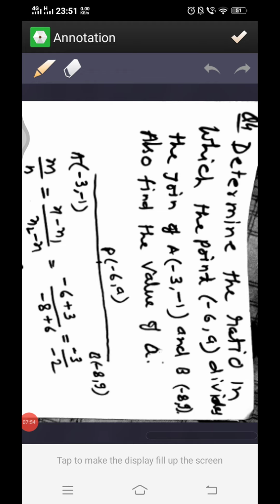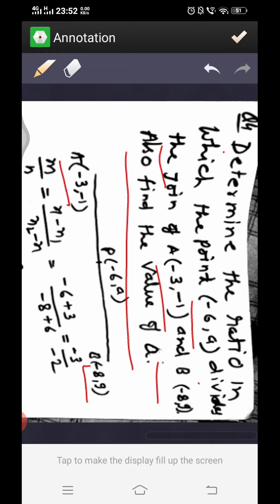Next question we have of the same kind, the third type only. You see, determine the ratio in which the point minus 6 comma a divides the join of A minus 3 comma minus 1 and B minus 8 comma 9. Also find the value of a. So here we can see 2 points are there, A and B, and a point P is there on this line, which divides this line in ratio m upon n, which we have to find.